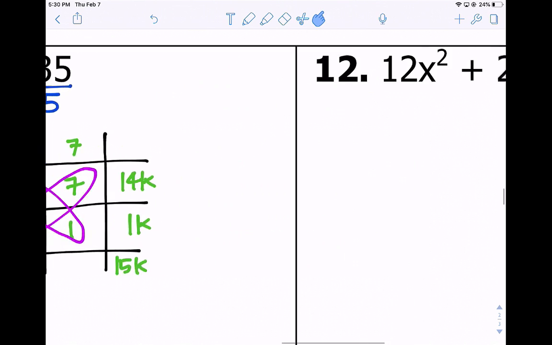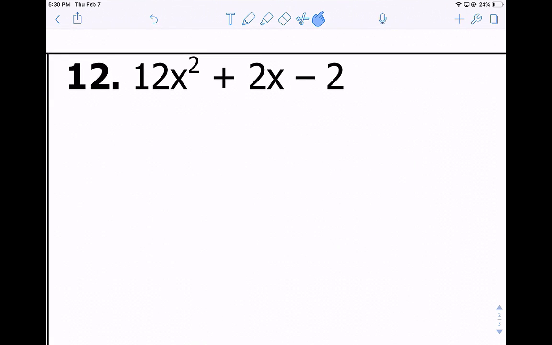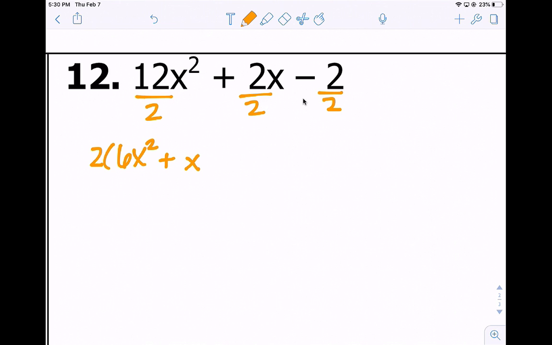Okay, so one more. We'll look at number 12. So we're looking for a greatest common factor between 12, 2, and 2. Well, 2 it has to be, because the only number I can divide out of 2 is 2, and 12 is divisible by 2. So we're going to divide 2 out of each of these terms. 2 goes on the outside. Inside our parentheses, we're going to leave what's left over. So 12 divided by 2 is 6x squared, plus 2x divided by 2 is going to be just x. 2 divided by 2 is 1. Minus, again, 2 divided by 2 is 1.